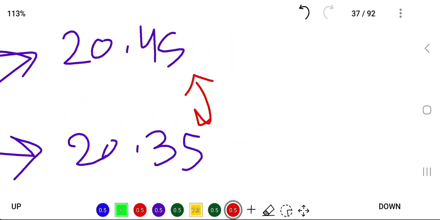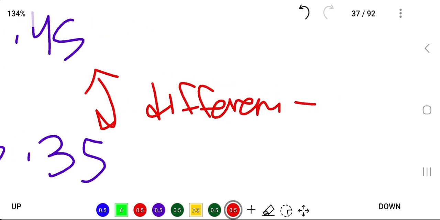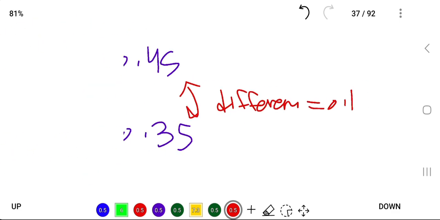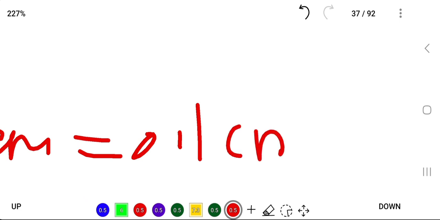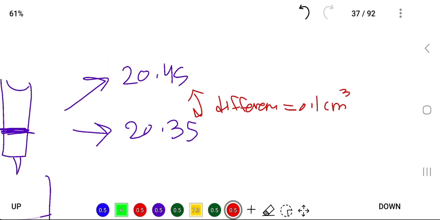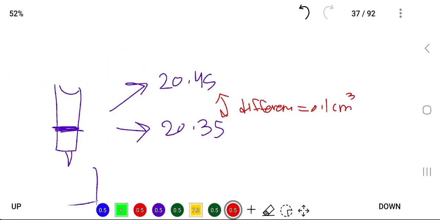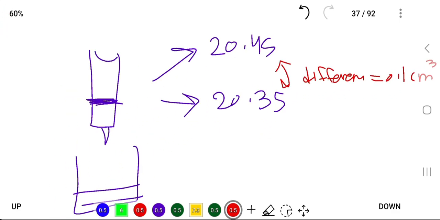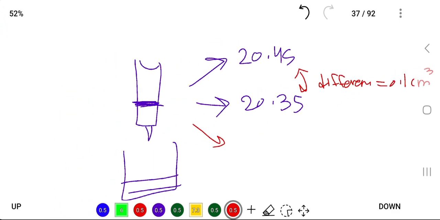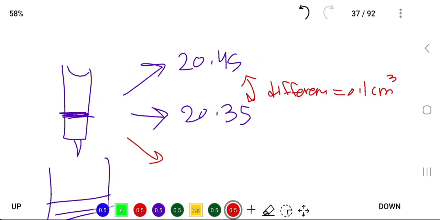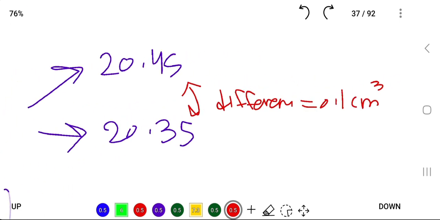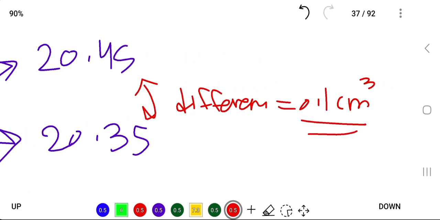Now, 20.45 minus 20.35, you have a difference of 0.1. Did you notice that? Now there's something I want you guys to learn. Always, when you do experiments in the other part of the question where you should do them accurately, the maximum difference you should have is 0.1.